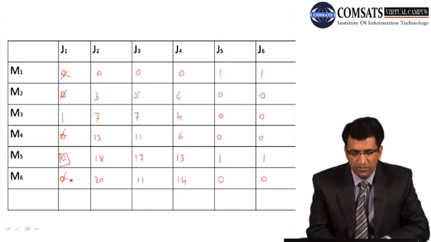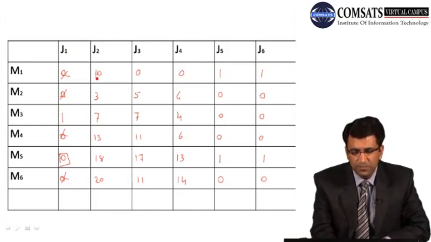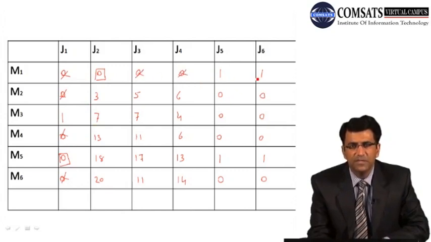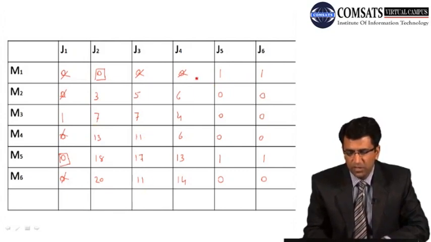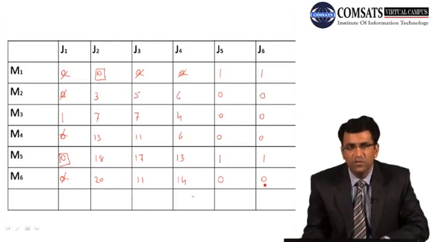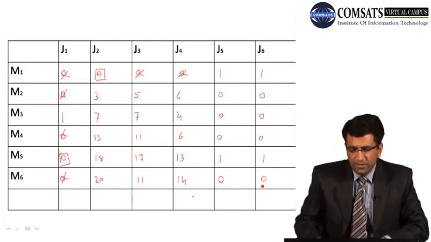Again, column wise, in column 1 there is no 0 spared. In the second column, there is a single 0. You can make the assignment, and again you will have to cross down all the other zeros in the respective rows. Third column, no 0 available. Fourth column, no 0 available. Fifth, more than one 0, leave it. Sixth column, more than one 0, so you can leave it.